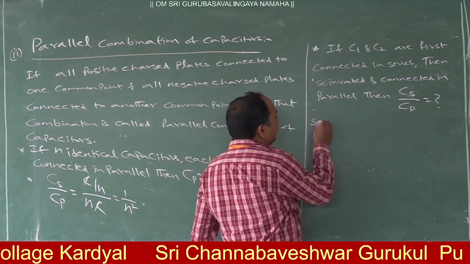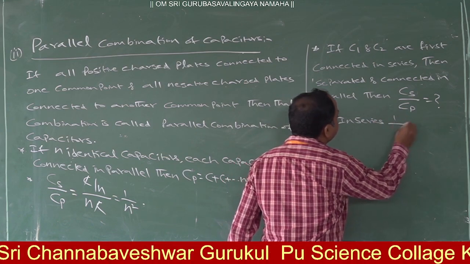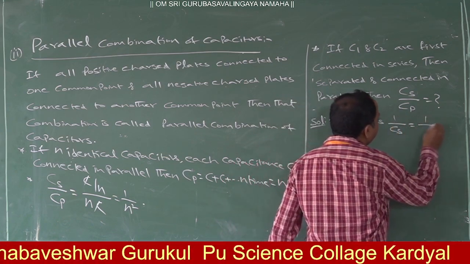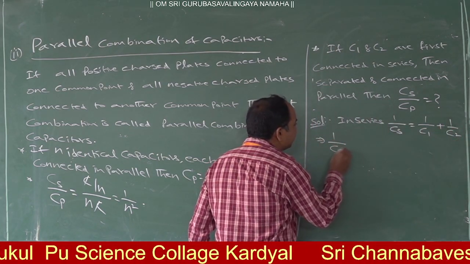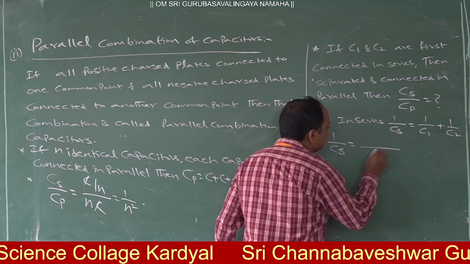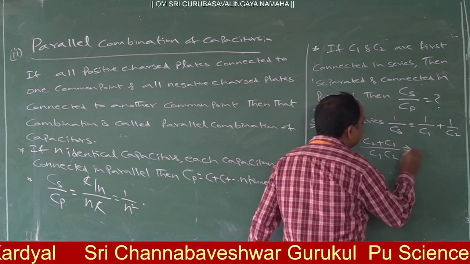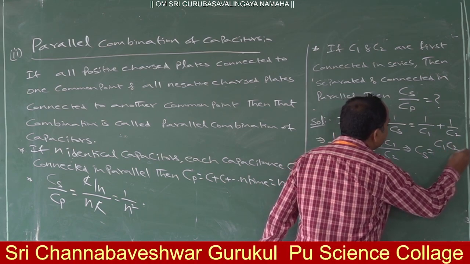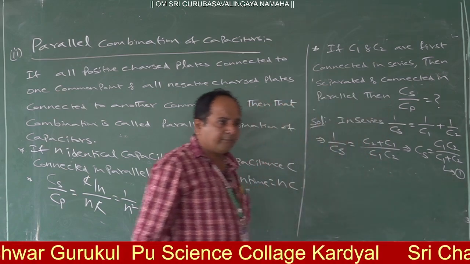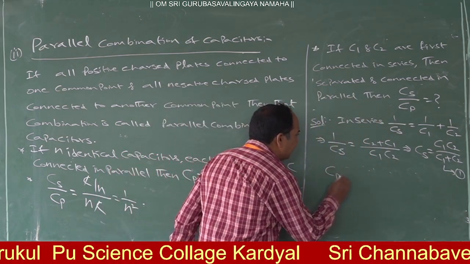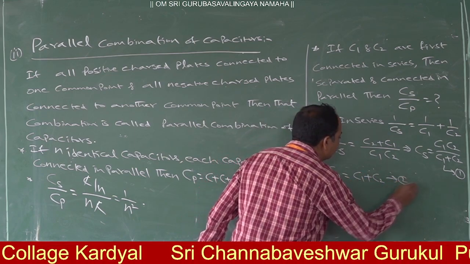First, in series, how do you write it? 1 by Cs is equal to 1 by C1 plus 1 by C2. From this, 1 by Cs is equal to, taking the LCM C1 C2, numerator C2 plus C1. From this, Cs is equal to C1 C2 by C1 plus C2. Equation 1. Cp is equal to C1 plus C2. Equation 2.